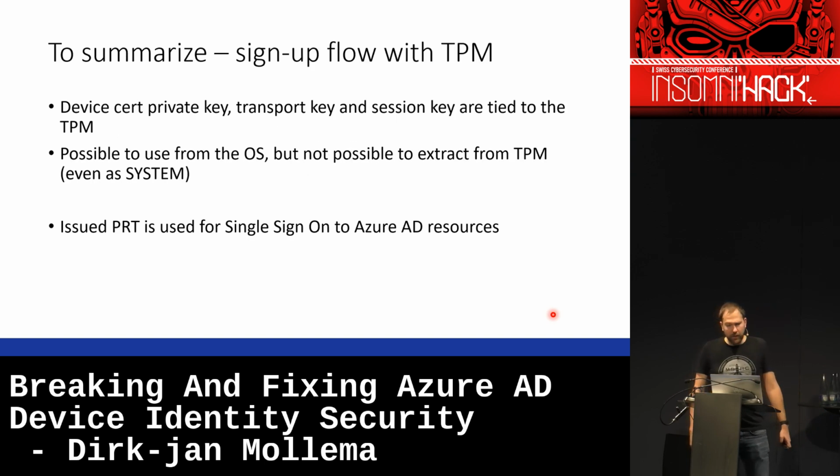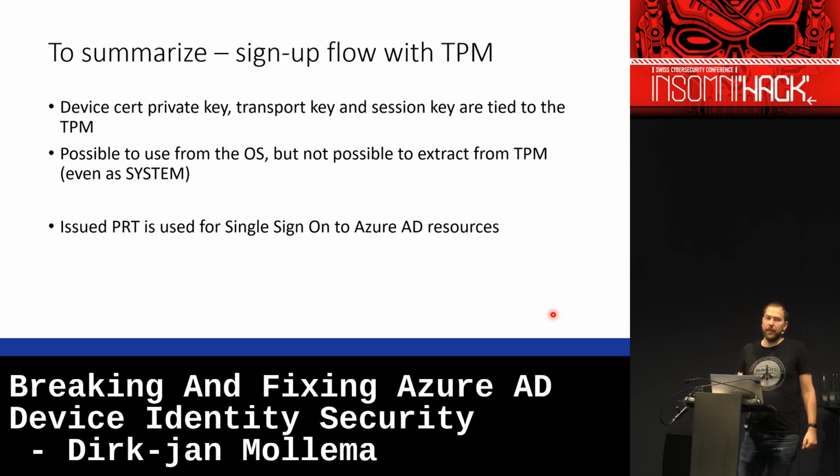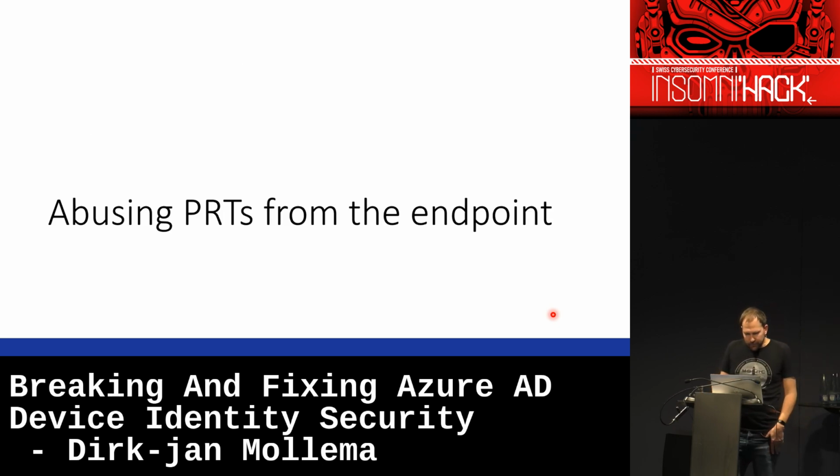So just to summarize this, there's the private key of the device certificate, there's the transport key and the session key, and these are all tied to the TPM, and the operating system can use those keys, but it shouldn't have access to the plain text key material. And the operating system then gets this primary refresh token, and that can be used to perform single sign-on to Azure AD resources.